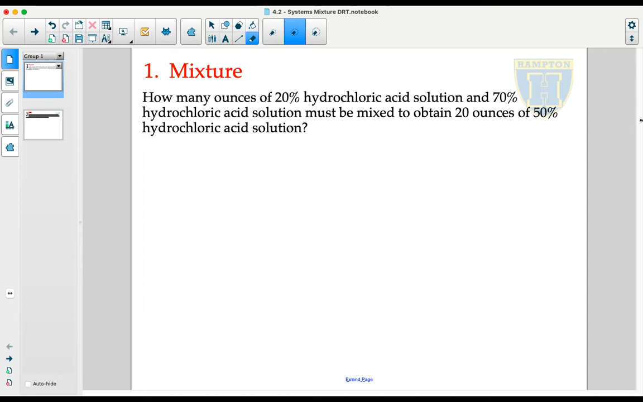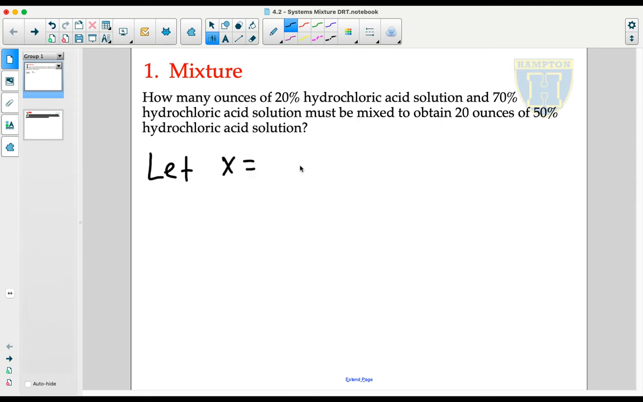How many ounces of 20% hydrochloric acid solution and 70% hydrochloric acid solution must be mixed to obtain 20 ounces of 50% hydrochloric acid solution? Just as we would with any system, we begin by defining the two variables. The two things that we do not know in the problem are the amount of the 20% hydrochloric acid solution and the amount of the 70% hydrochloric acid solution.